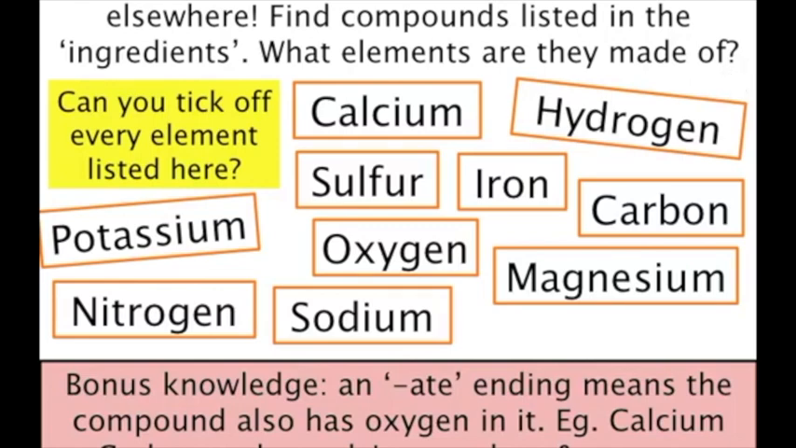And again, if you're keeping up, if you're a bit older, then ate at the end means the compound has oxygen in it. So it's like a quick chemistry way of saying that. So calcium carbonate has calcium and carbon in it, but the ate means it's also got oxygen in it. All right, off you go. Tell me what you find.